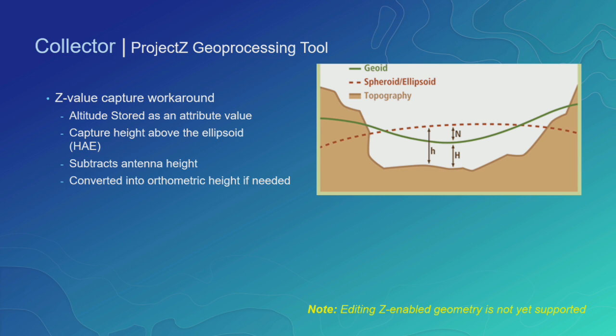Also, some users may be interested in the orthometric height, or mean sea level height. This Project Z tool will also leverage the vertical data transformation capability in Map Viewer and ArcGIS Pro, and transform the location with the vertical into the orthometric height. The difference between the orthometric height and ellipsoidal height is about the geodetic models. So this is one way of using the project tool as a workaround for Z-value support.